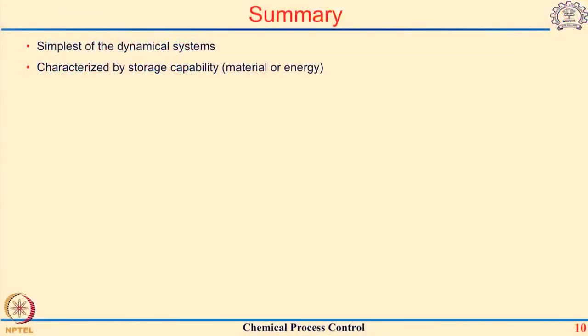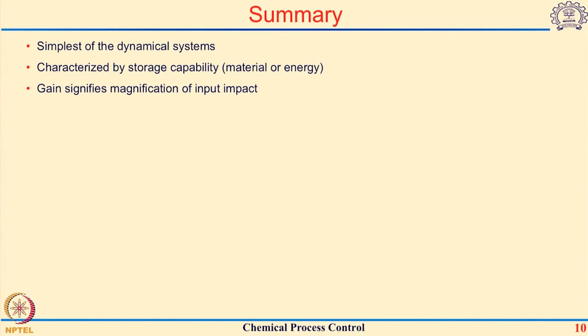So to summarize for this week, what we have seen is first order systems are the simplest of the dynamical systems. They generally represent a system which has a capacity to store either mass or energy, especially for chemical engineering systems. They can also have some resistance to this capacity building. If they don't have a resistance, we call them purely capacitive processes.